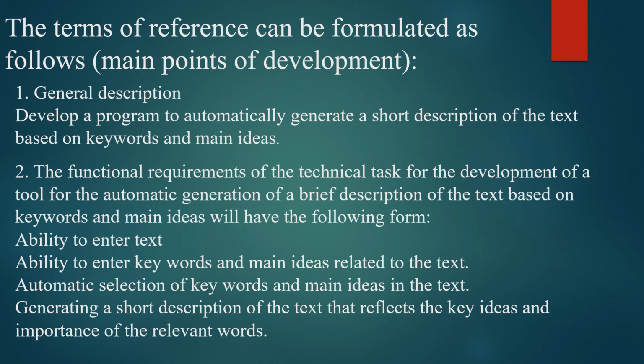General description. Develop a program to automatically generate a short description of the text based on keywords and main ideas. The functional requirements of the technical task for the development of a tool for the automatic generation of a brief description of the text based on keywords and main ideas will have the following form: ability to enter text, ability to enter keywords and main ideas related to the text, automatic selection of keywords and main ideas in the text, generating a short description of the text that reflects the key ideas and importance of the relevant words.